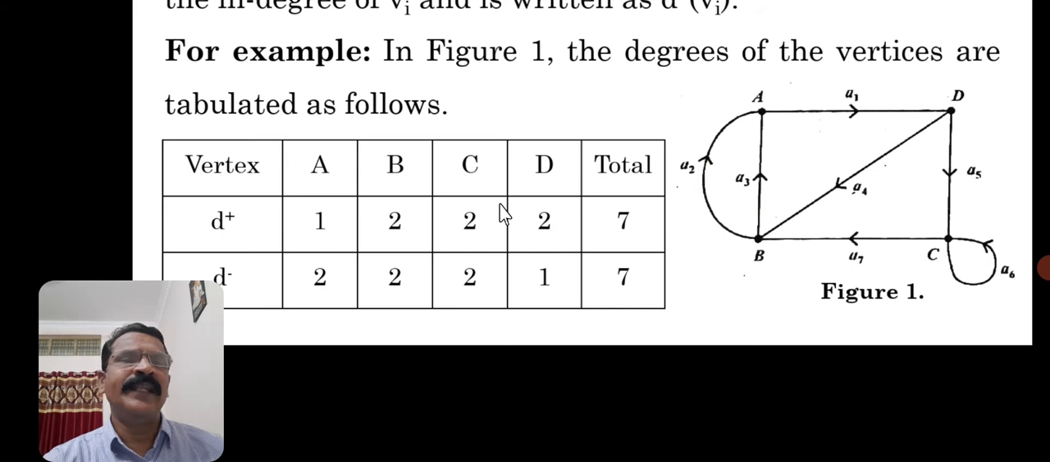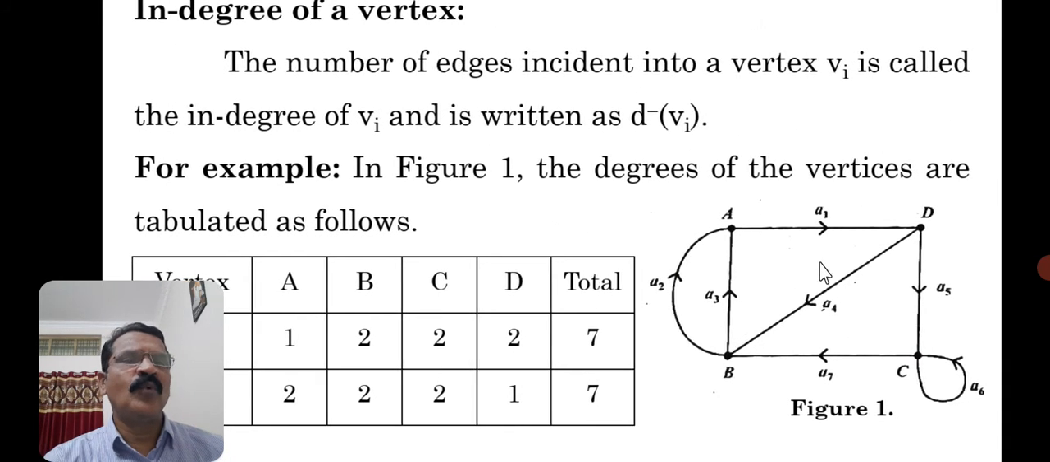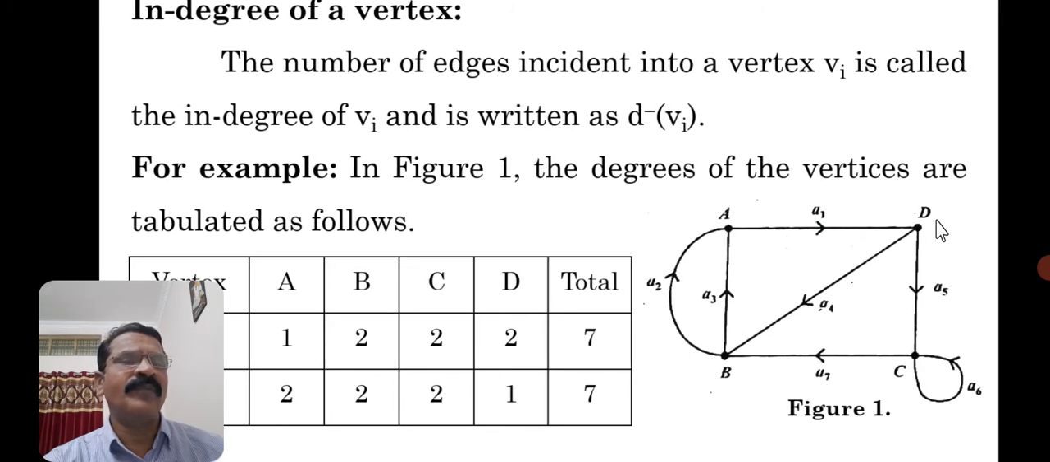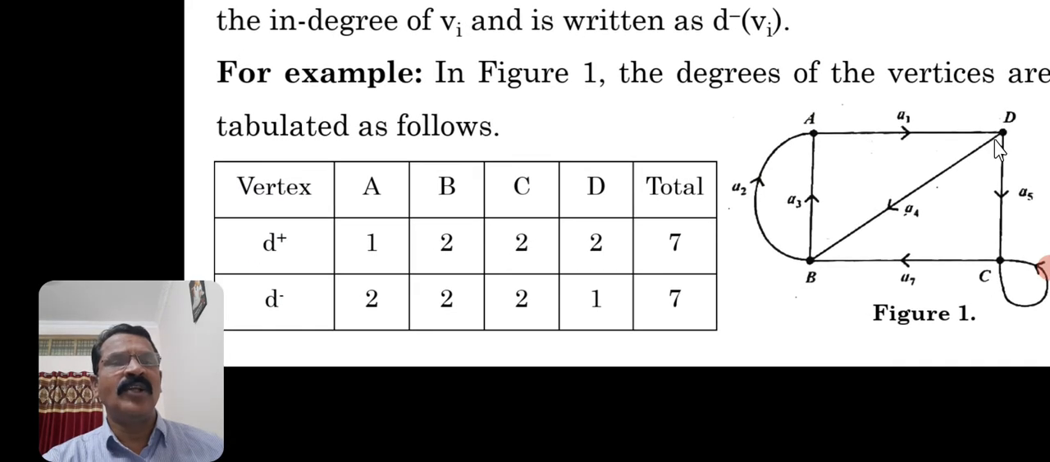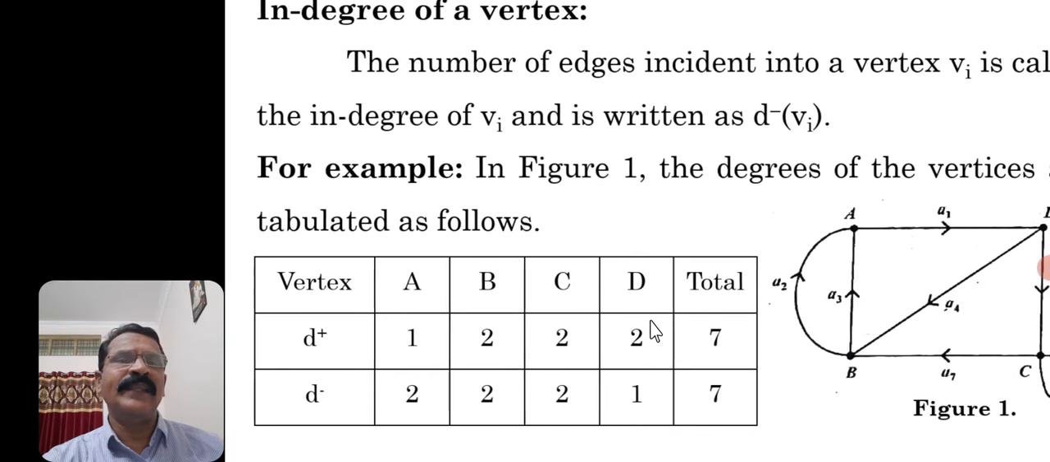If you see D, how many edges are incident out from D? There are 2 edges which are incident out from the vertex D: the edge A4, and similarly the edge A5. But the edge A1 is not incident out, it is incident into. That is different. First we are observing incident out edges from the vertex D. So 2 edges are incident out from the vertex D, and that's why the out degree of the vertex D is 2.